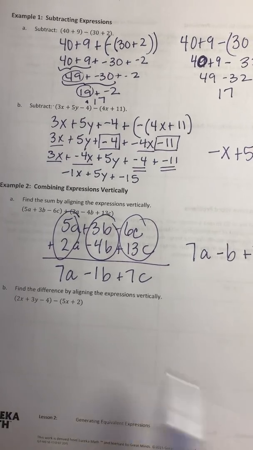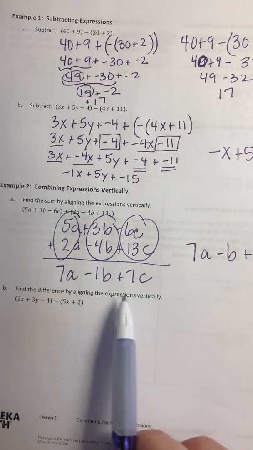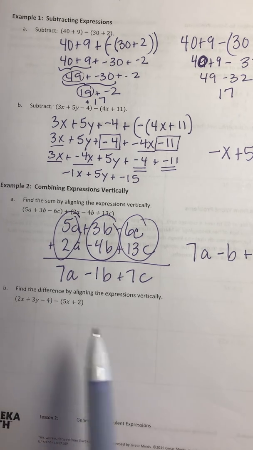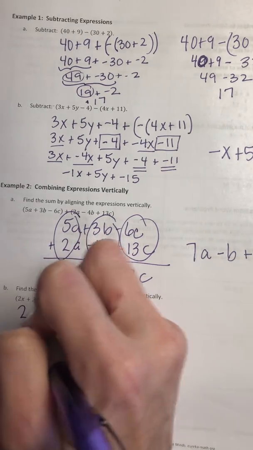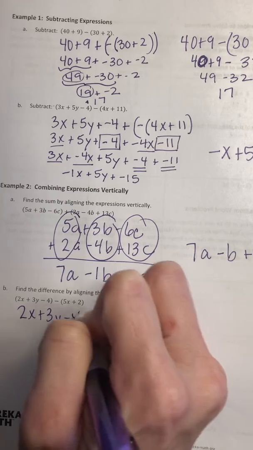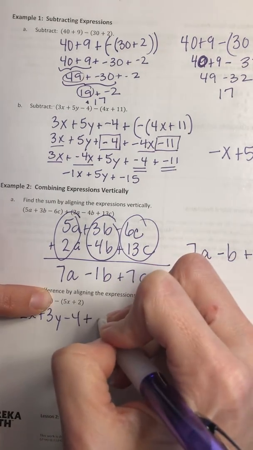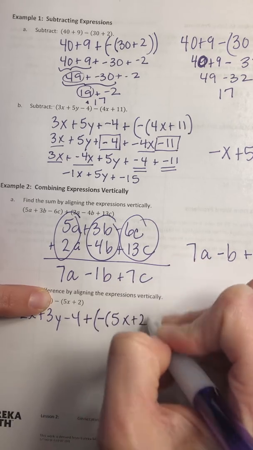Find the difference here by aligning the expressions vertically again. So we're going to do the same thing. We're going to write them up and down, but notice that this is a subtraction problem. So we learned a little while ago that you need to change your subtraction by doing the additive inverse. So we would write 2x plus 3y minus 4. Rather than writing minus, I'm going to write plus, and I'm going to take the opposite of 5x plus 2.